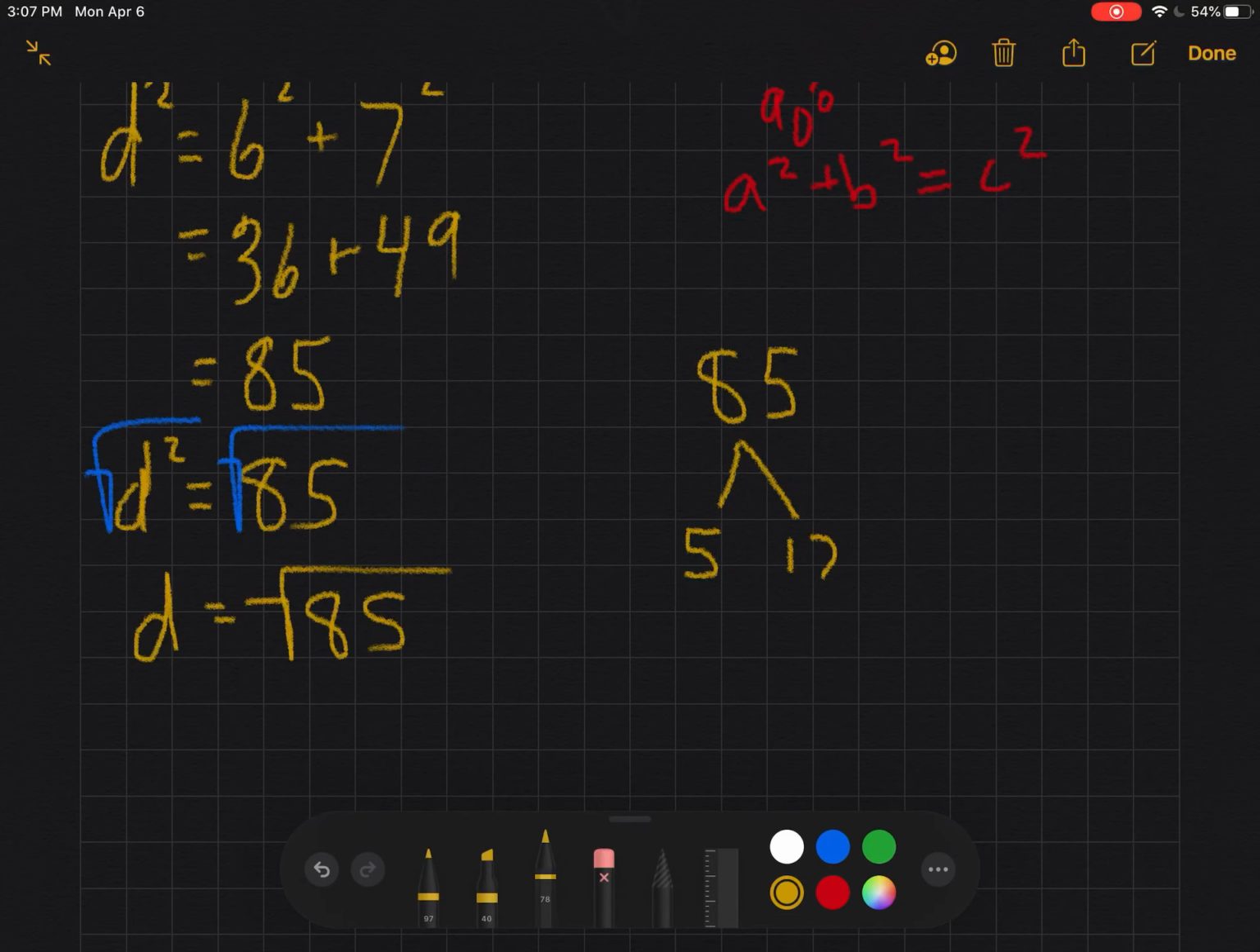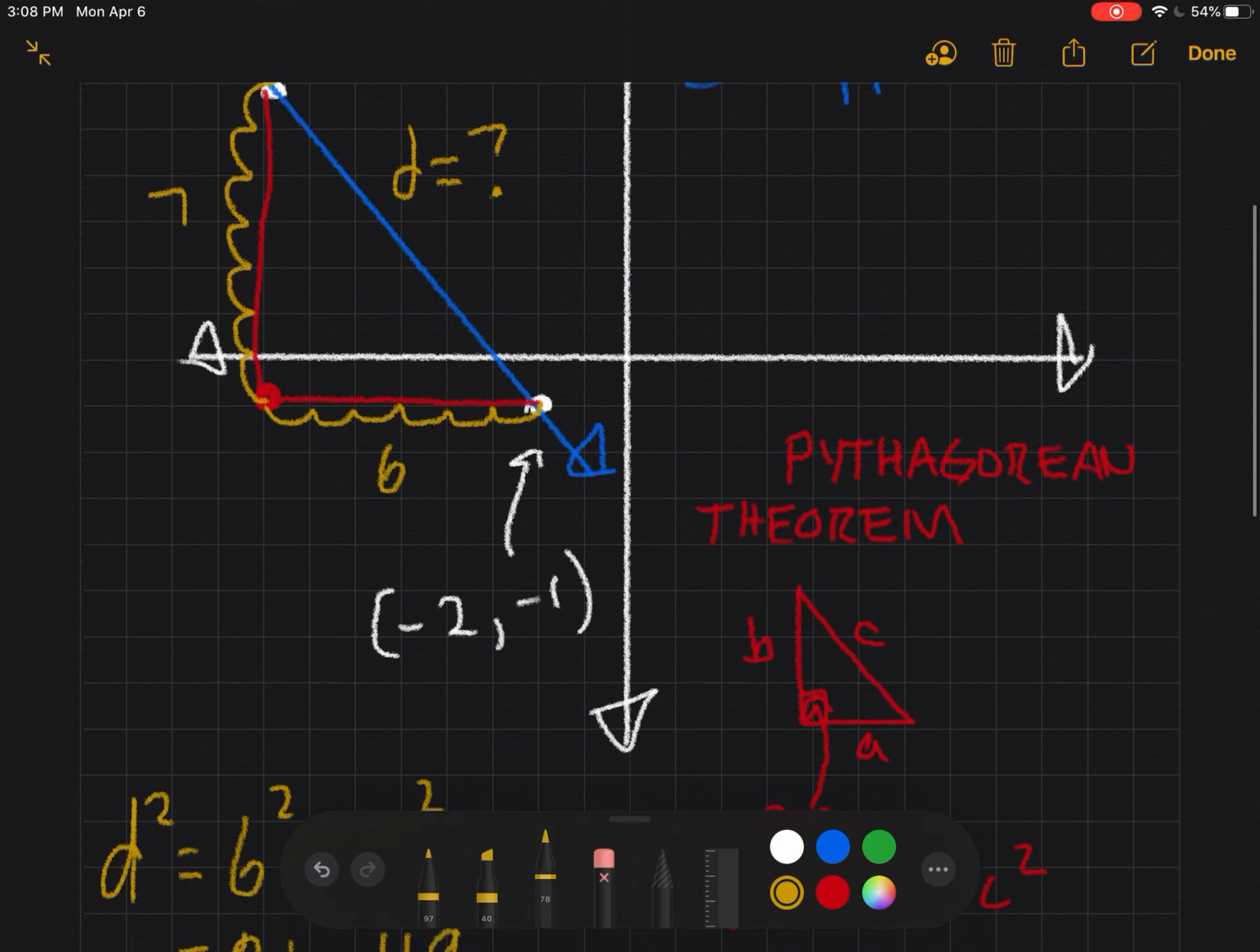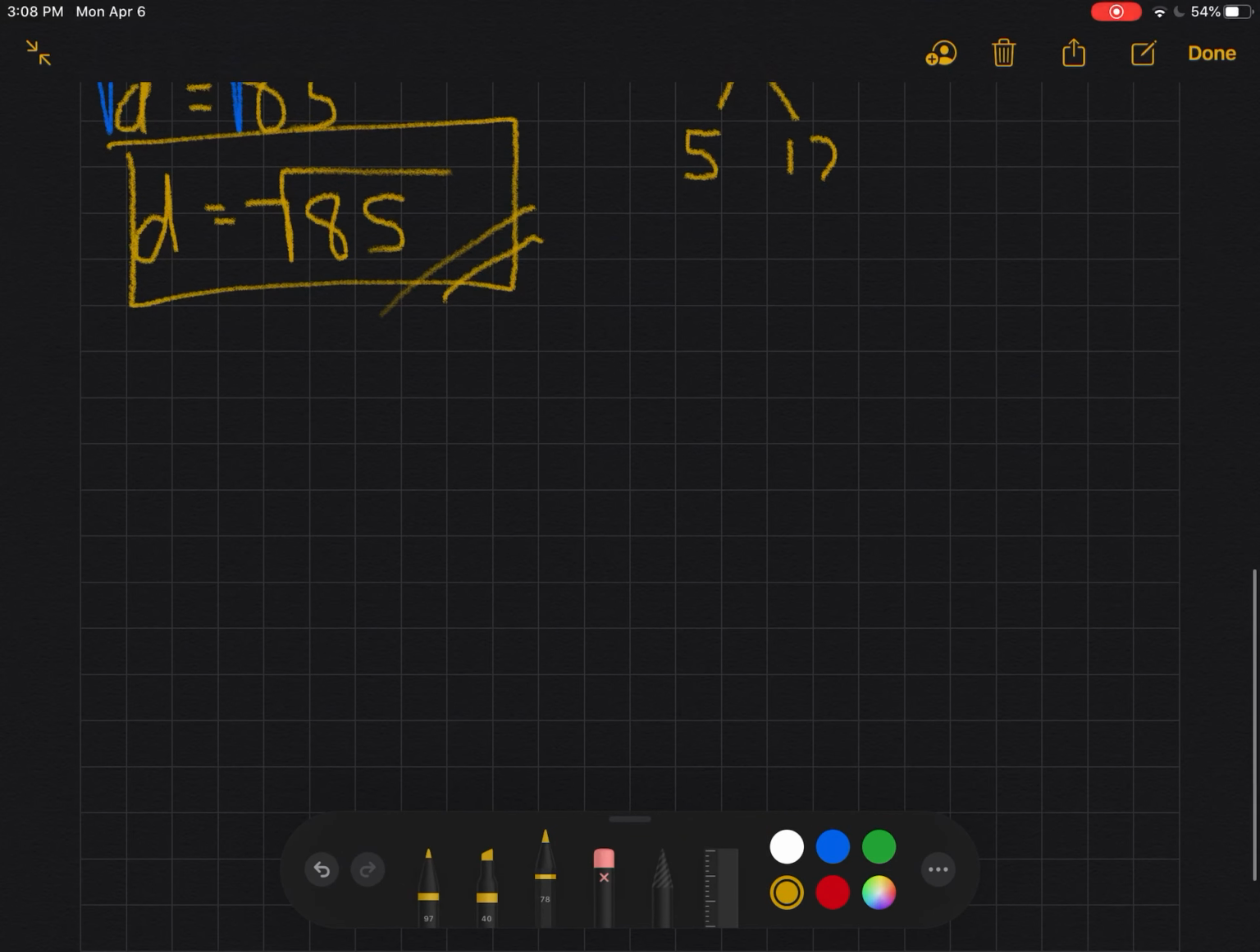And I don't have any perfect squares, so I actually cannot simplify this distance any further. So this can be our final answer for the distance. The distance between those 2 points is the square root of 85. Now I'm going to show you how to do this same problem, but instead we're going to use a formula.